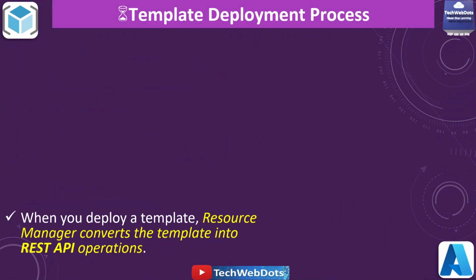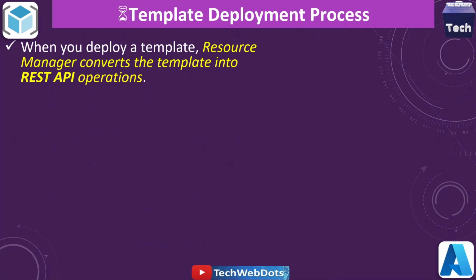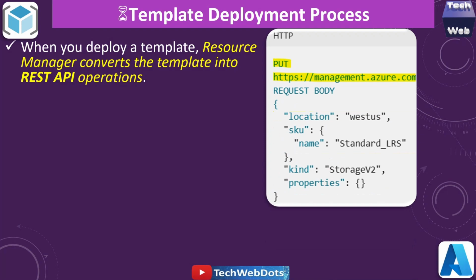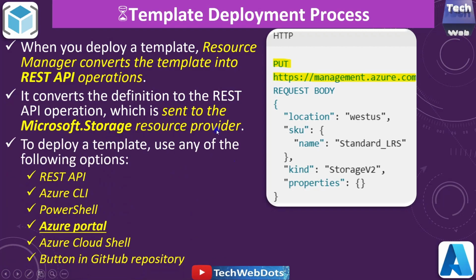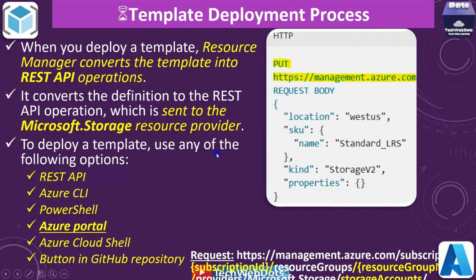So these are the things which are very important when you are creating a template JSON file, right? So let's understand a bit more about the template deployment process. When you deploy a template, Resource Manager converts the template into REST API operations, okay? It actually issues a put call, so it converts the definition to the REST API operation, which is sent to the Microsoft.Storage resource provider. Now you must be thinking, why am I saying Microsoft.Storage? If we are creating a storage account, in that case it issues a request to Microsoft.Storage, right?